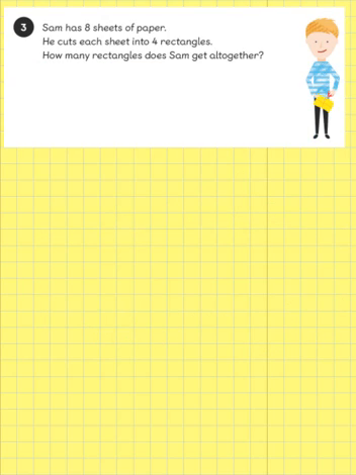Last guided practice question then. Sam has 8 sheets of paper. He cuts each sheet into 12 rectangles. How many rectangles does Sam get altogether?